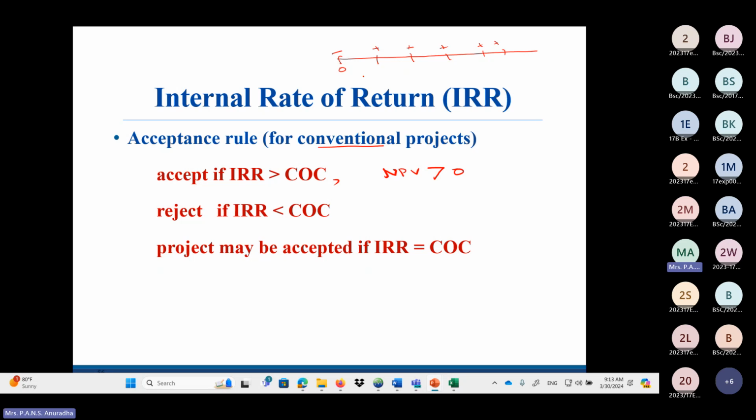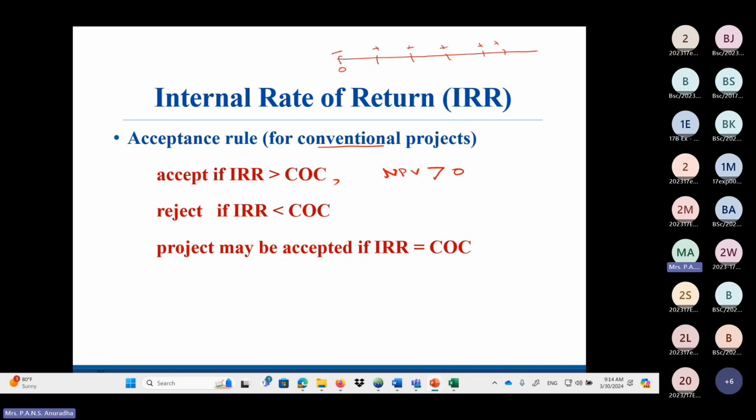But remember, in practice, projects are not always like this, not conventional. Why? The positive and negative signs can change at different times. Initially there is an outflow, investment. Then there are inflows. During the project, there can be another investment, again inflows, and there can be another investment. Likewise, in reality, projects are like this. So we call them unconventional projects. But in this course, we consider only the conventional type project.